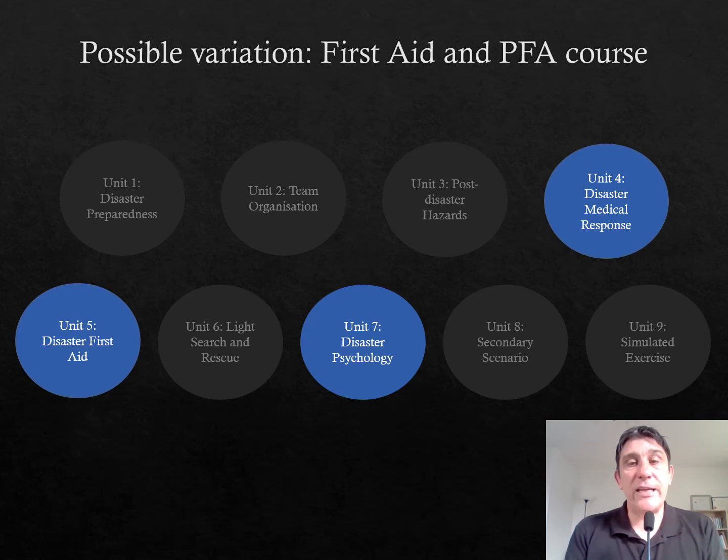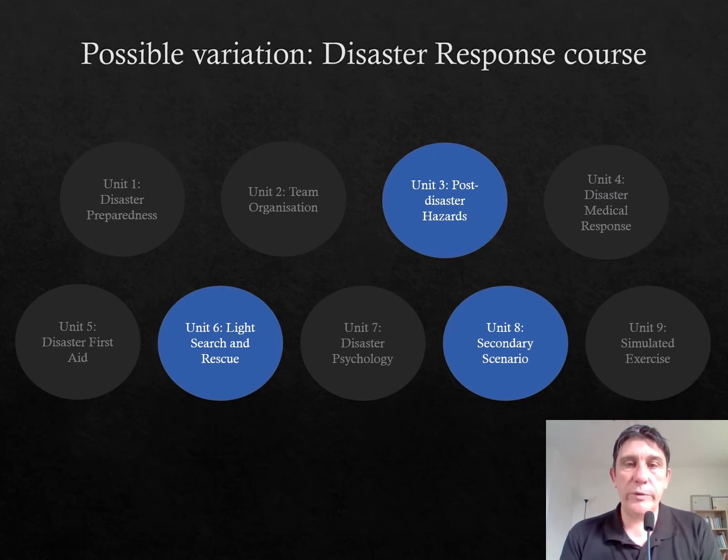We would then create the second course with disaster medical response, disaster first aid, and disaster psychology. And once again, teach that maybe in 1 or 2 days and award them a first aid and psych first aid certificate. We'd then create a third course, which would have the post-disaster hazards, firefighting unit, the light search and rescue, and the secondary scenario, and we'd put them all together in a course that maybe could be taught over a weekend or 1 full day. And once again, another certificate would be awarded for that course.